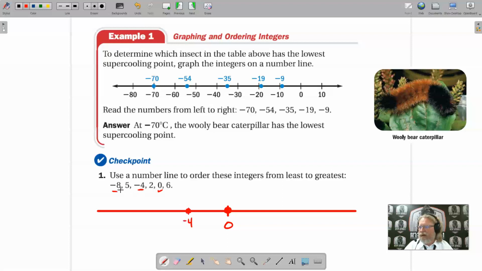And then -8, well, that's twice as much as -4, so it should be about twice the distance. So that would be twice the distance from 0, that is. So -8 would be right about here.